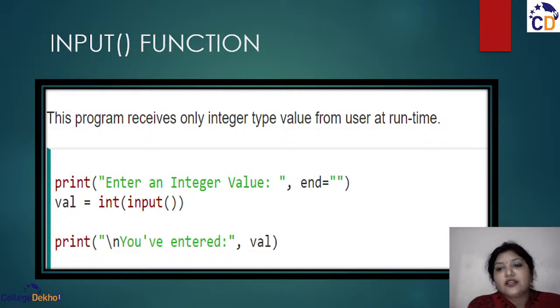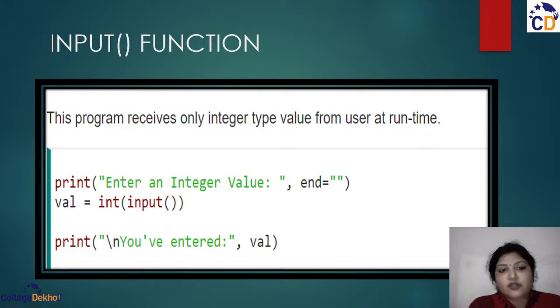Now the next program that we are going to use is the input function. What does the input function do? Basically, the input function takes the input from the user. By default, when the input function is called, it takes the string data type. Whatever input data is taken from the user, the data type is string. So let us see how to have an integer type of value from the user at runtime. This program receives only an integer type value from the user at runtime. How is it possible? Let us see that.